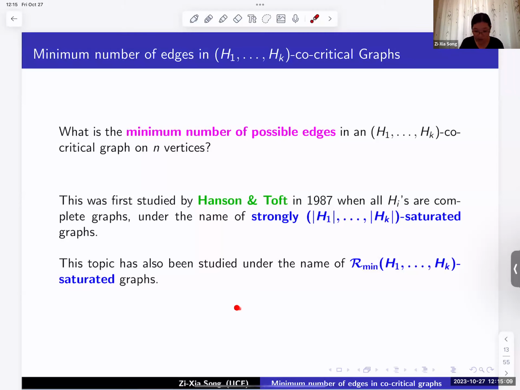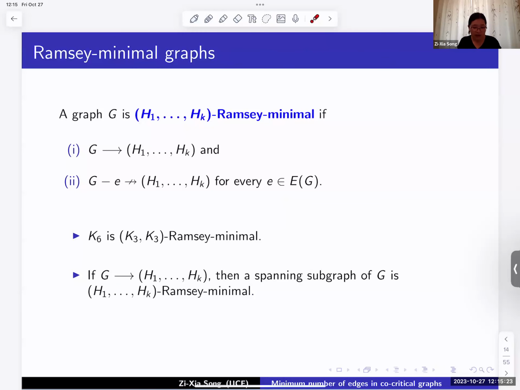Now, also recently here, this topic has also been studied under the name of Ramsey minimum. This stands for Ramsey minimum saturated graphs. Now, let me give you the definition here. We say a graph G is H1 through Hk Ramsey minimum if G itself arrows H1 through Hk, but if you delete any edge from the graph, this is no longer true. Now, from this point of view, we see K6 is a K3 Ramsey minimum.